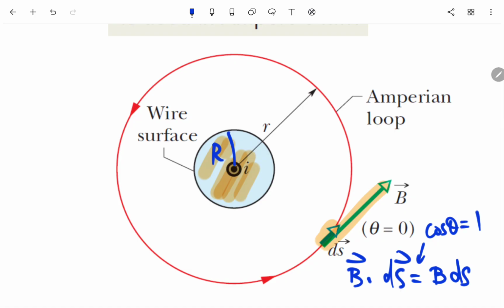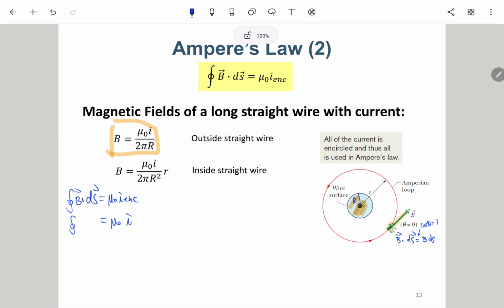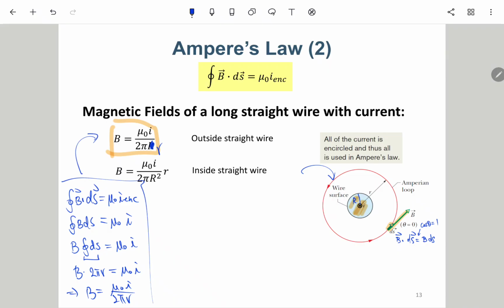So this line integral becomes B times ds. Due to symmetry, B will be uniform over the whole loop, which means we can put B outside, so we have B times the integration of ds equals mu 0 I. This is nothing but the circumference of this Amperean loop, which is 2 pi r. So we have B times 2 pi r equals mu 0 I, and then B equals mu 0 I over 2 pi r. This one should be small r rather than capital R. So this is for this case.